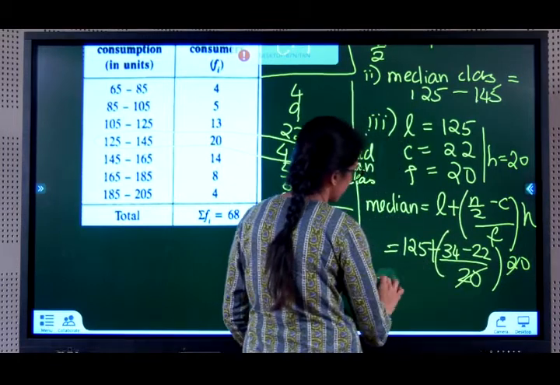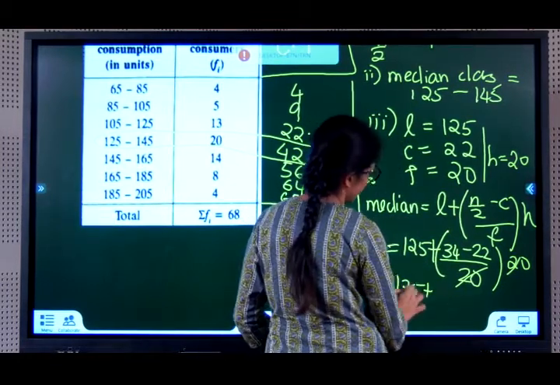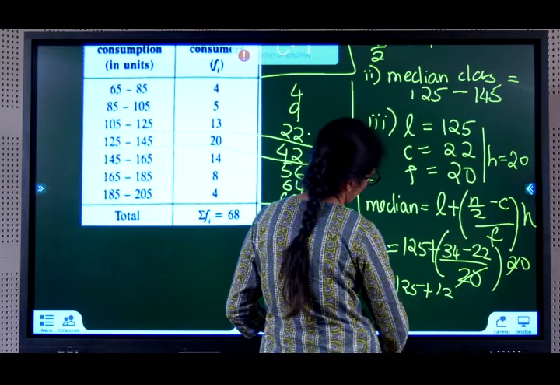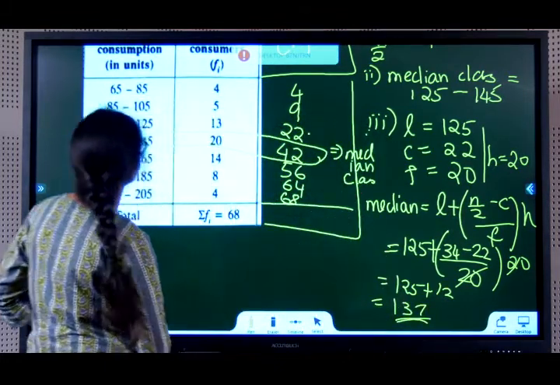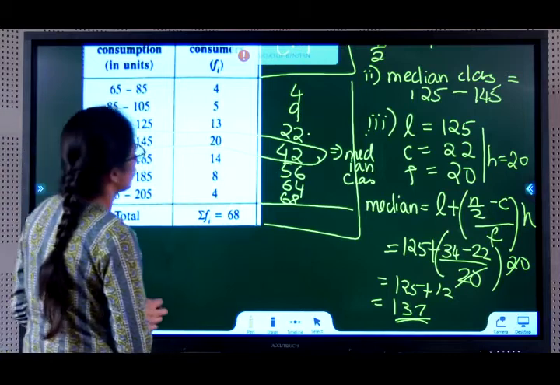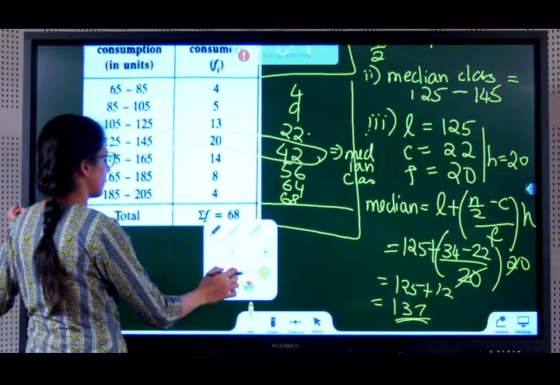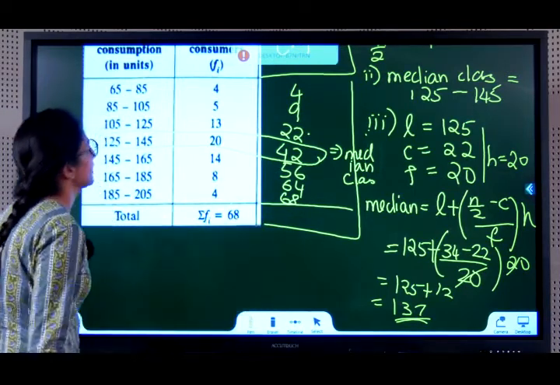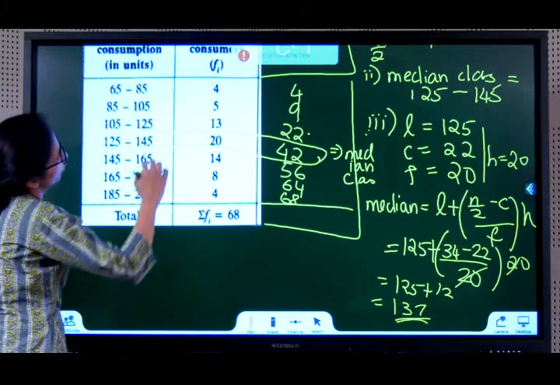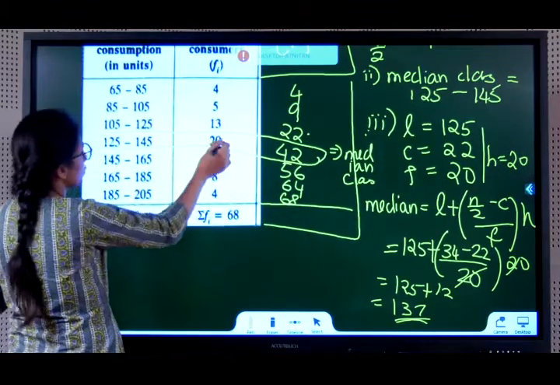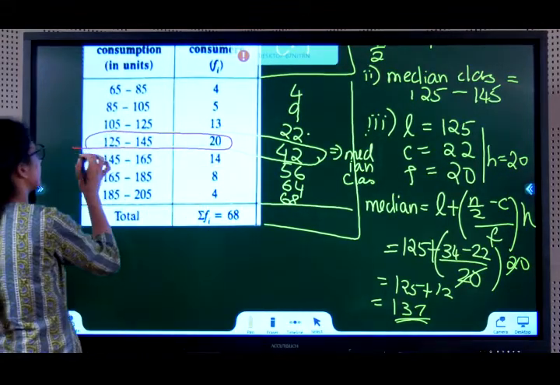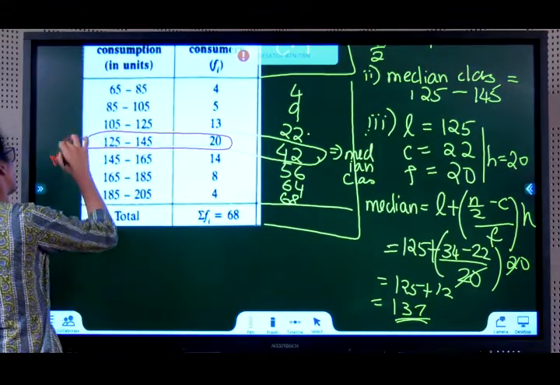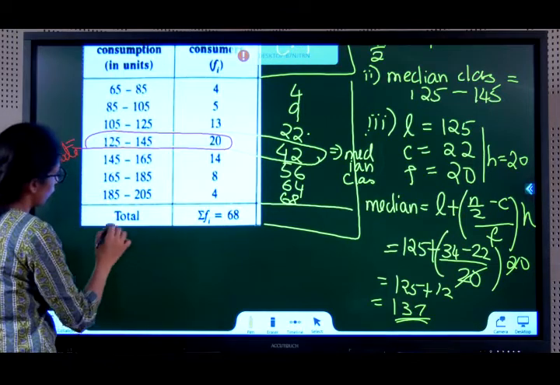20 cancels. 125 plus 12, 137. So this will be the median of the data, 137 units. Now to go in for mode, how do we do it? Mode means go to maximum frequency. So go to the frequency column and plot mode. You can see it is also this itself. So median class and modal class are same here. So this is mode. So mode, we got it.